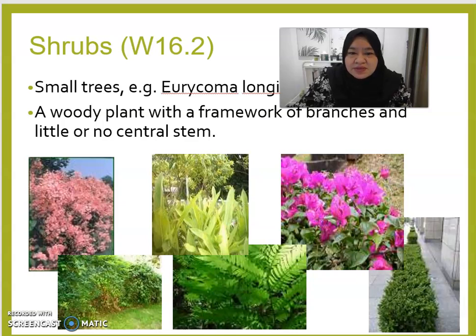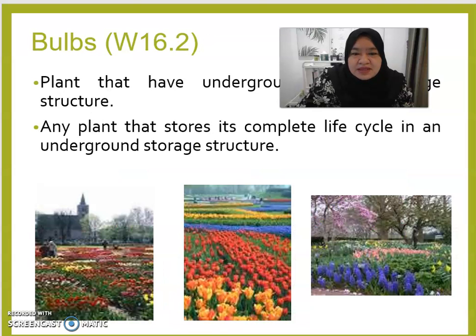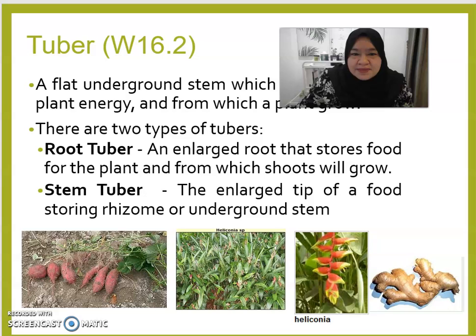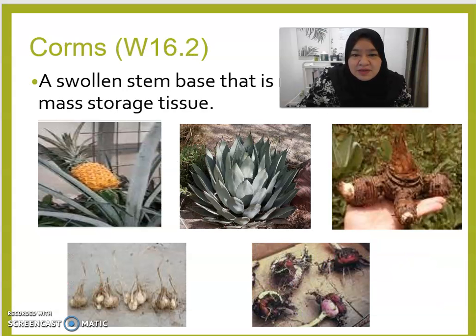Shrubs, W16.2, are small trees. A woody plant with a framework of branches and little or no central stem. This is an example of bulbs. Tubers: we have root tubers and stem tubers, so they should be separated as well. You need to know their botanical name. And then we have corms, a swollen stem base that is modified into a mass storage tissue. Pineapple.